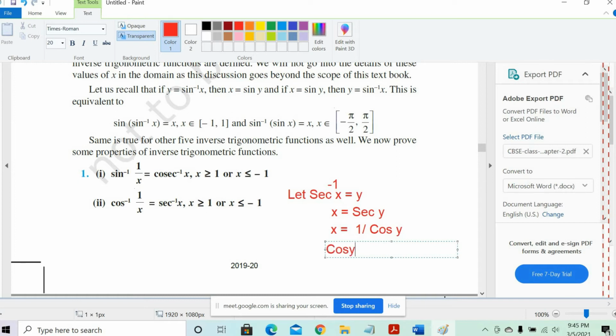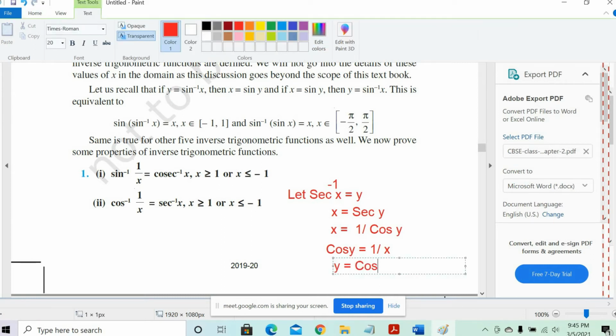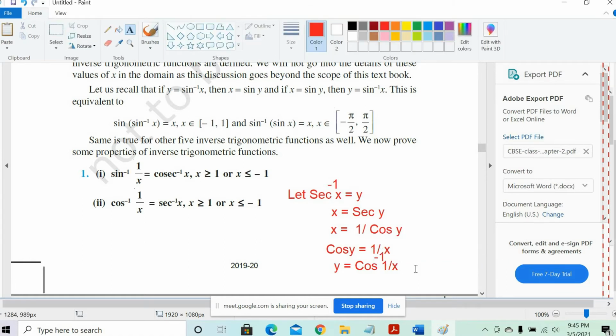Yes, sir. Now cos y will be equal to 1 by x. Correct? Then y is equal to cos inverse of 1 by x. I'll put cos inverse now here, -1, correct? Yes, sir. Now what is y? Y is secant inverse of x. So in the place of y, I can put secant inverse of x. So will you get the same thing or not? Yes, sir. Understood?